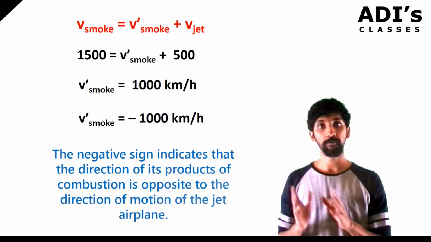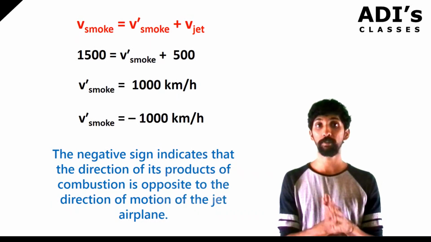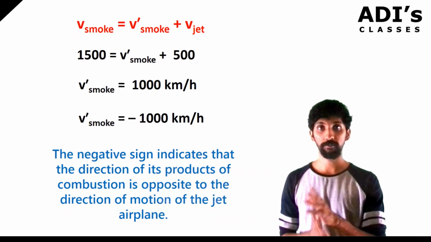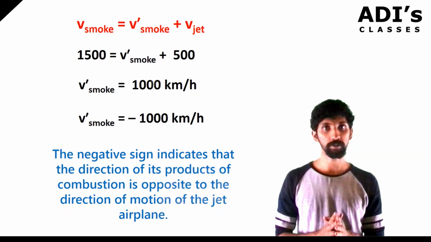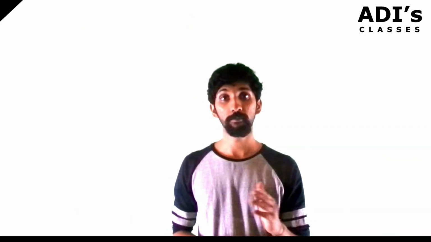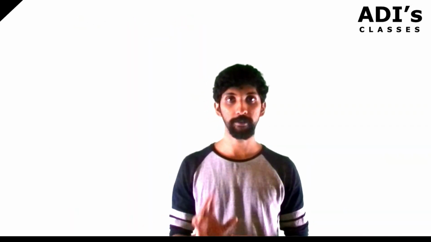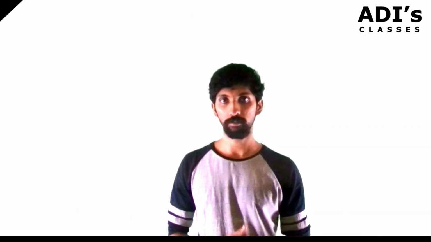Understood, right? So 1500 is equal to V plus 500. If you take the 500 to that side, that will give you 1000, but you have to represent it with a negative sign because velocity is a vector. Understood? So we'll see another problem.